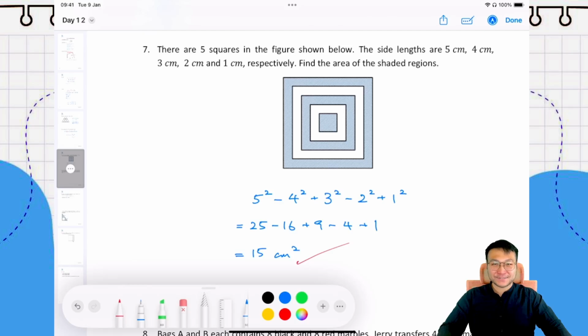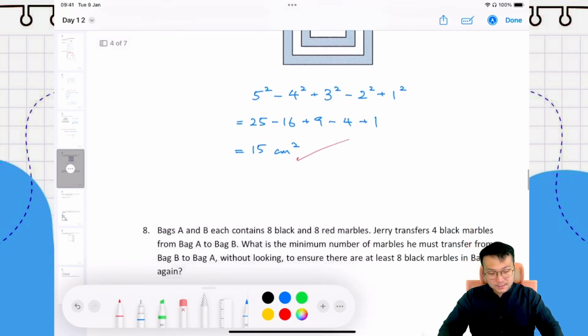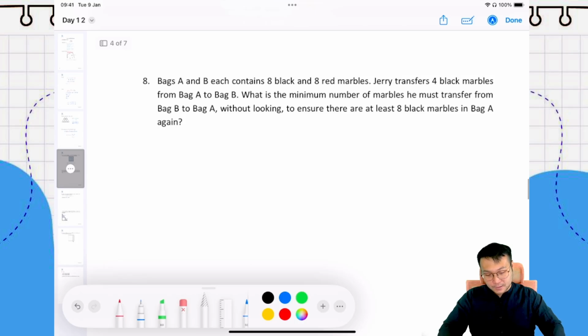Add wrongly, yeah. Oh, careless. Okay. So students, just be careful when you do your calculations, okay? This is supposed to be a very easy question, right? Because everybody knows how to find the area of a square. Okay, so just please don't be careless. Now let's move on to the next one.